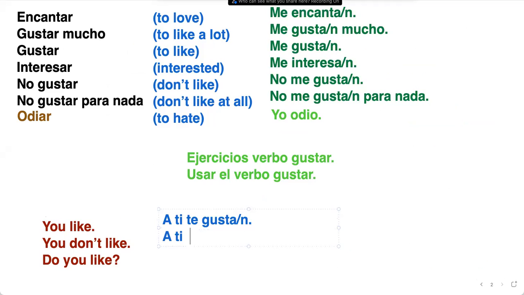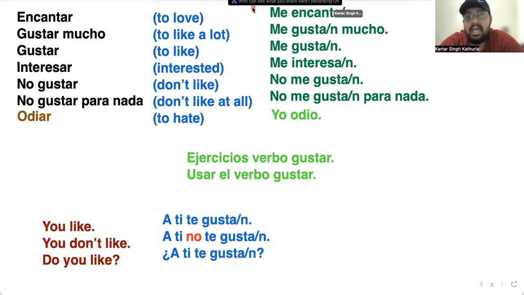A ti, where we will just place the word no here. You don't like. So use of gusta and gustan I have explained in the previous slide. You can accordingly check. And then it's the same thing, just the way of speaking changes. Okay, if I say you like, a ti te gusta or a ti te gustan. But if I want to say, do you like, then I would say, a ti te gusta, or you can say, a ti te gustan, any of these, right?